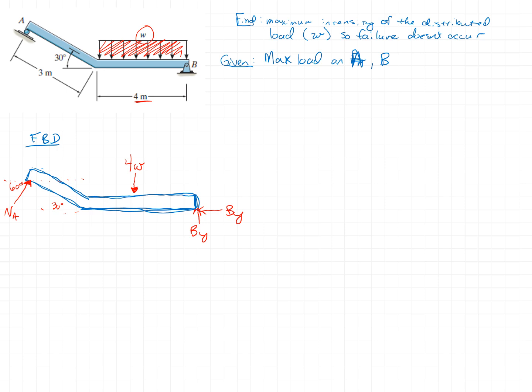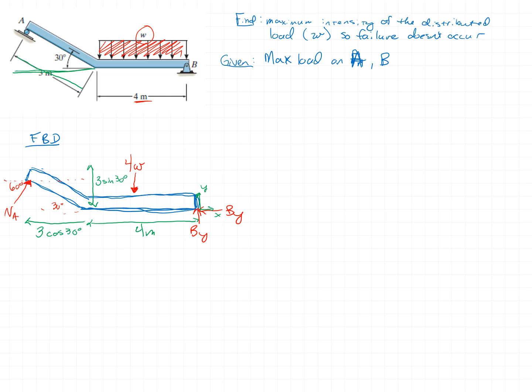We also want to include our dimensions. This is 4 meters. This distance is 3 cosine of 30 because this distance is 3. So we know this x component is 3 cosine of 30, and we know that the y component is 3 sine of 30. We need that distance as well. So that is all, and then I have my coordinate system, x and y. So that's all I need on my free body diagram.